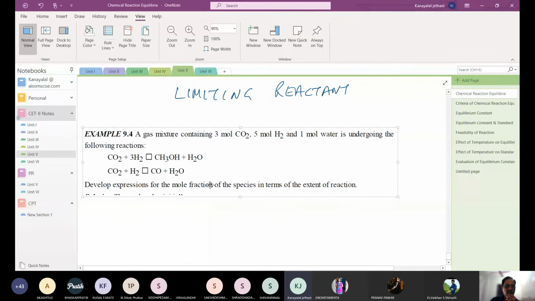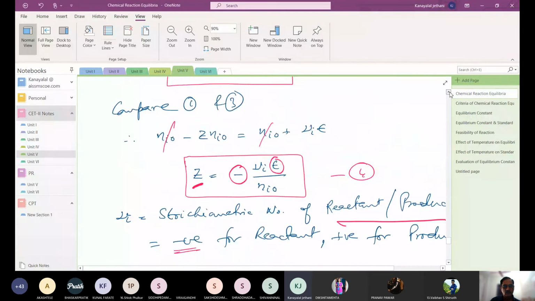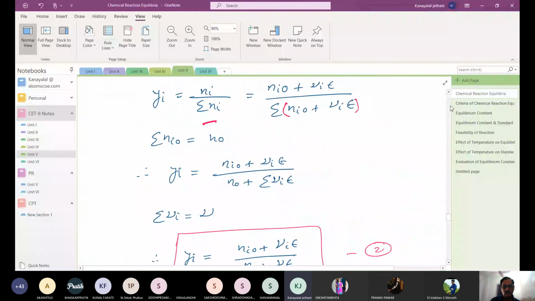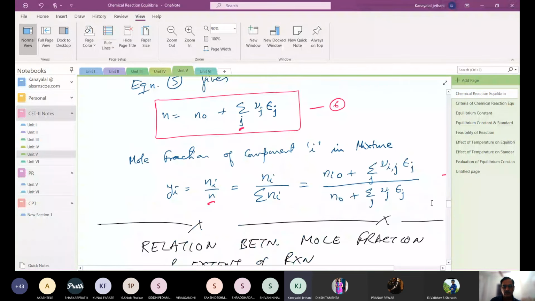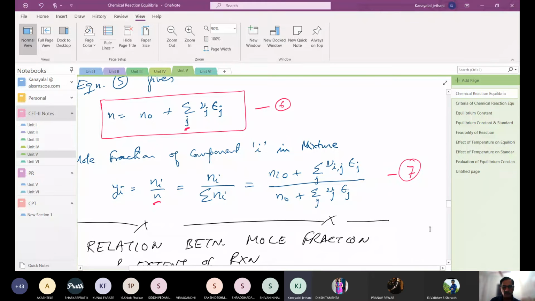Okay, so take this example. Gas mixture containing 3 moles CO2, 5 moles hydrogen, 1 mole of water. The reactions are given, develop the expression for y in terms of extent of reaction. The equation has been given to you already, right? Have you written the equation? Has anyone written the equation? No, not written. This is the equation. Okay, so this is the equation. Write down this equation. Write down equation 7 and then solve the problem.